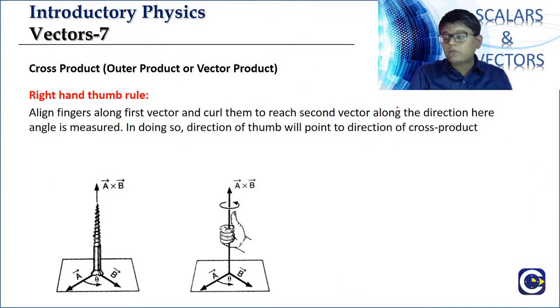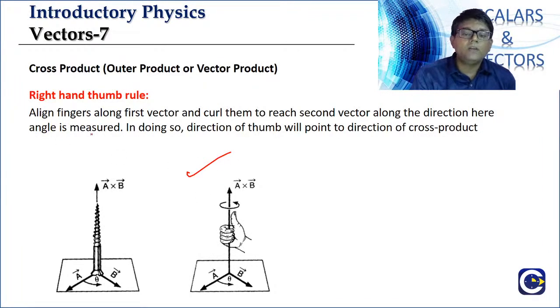Now when we talked about the cross product, we didn't complete the discussion about the direction of A cross B. We just said that the direction will be given by the right hand screw rule or right hand thumb rule. So here first I will discuss the right hand thumb rule.